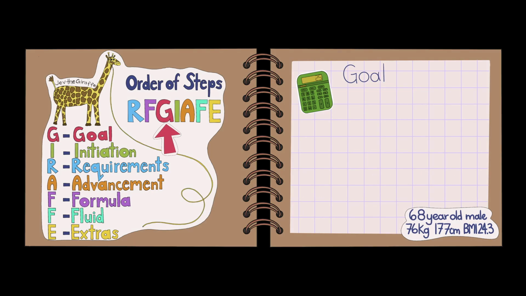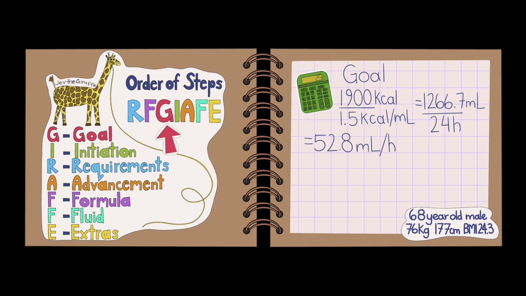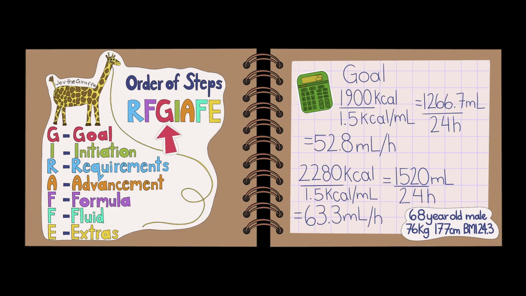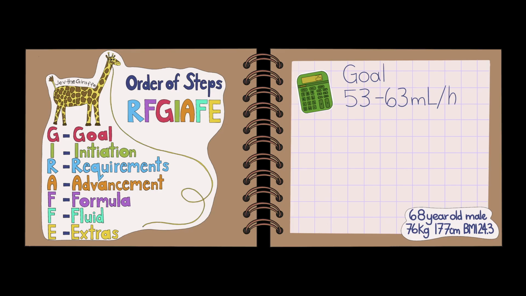Next step, G, goal. We calculated the requirements, but we need to choose the goal provision. Let's see what volume and rate our requirements would provide. To give 1,900 calories with our 1.5 calorie per mil formula, we would provide 1266.7 mils, which is 52.8 mils per hour over 24 hours. To give 2,280 calories per day with our 1.5 calorie per mil formula, we would provide 1520 mils, which is 63.3 mils per hour.